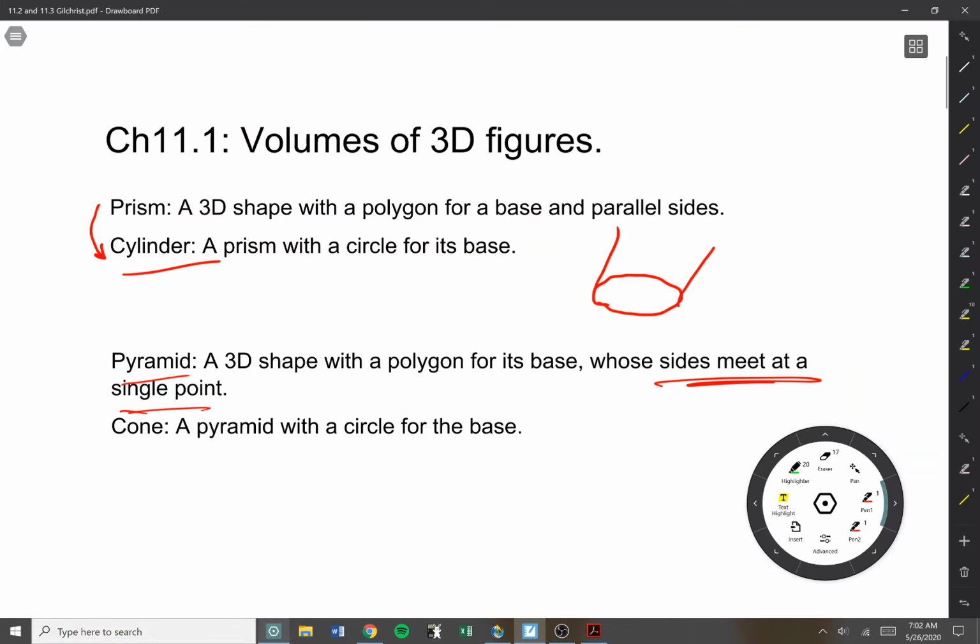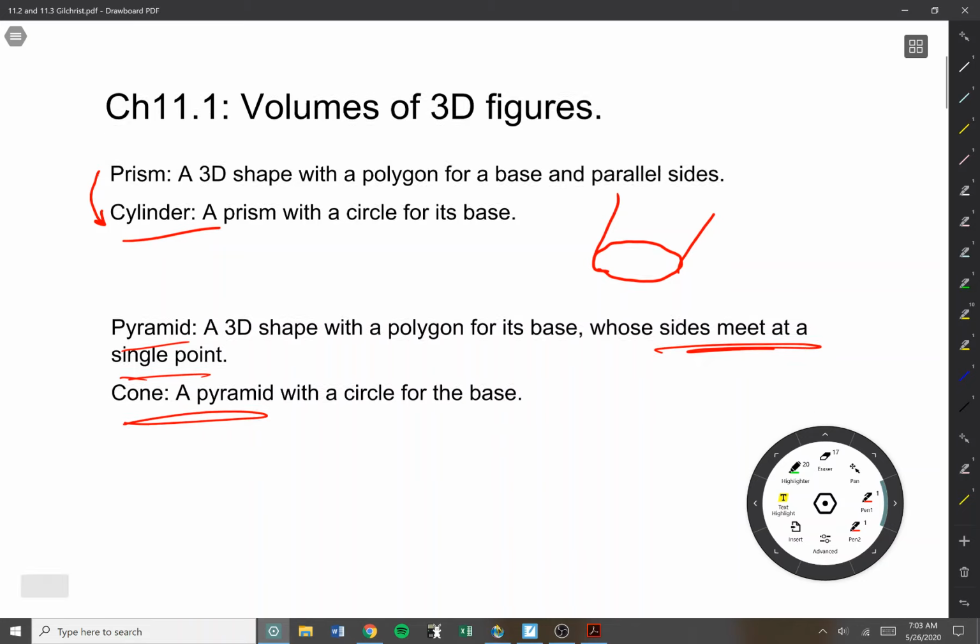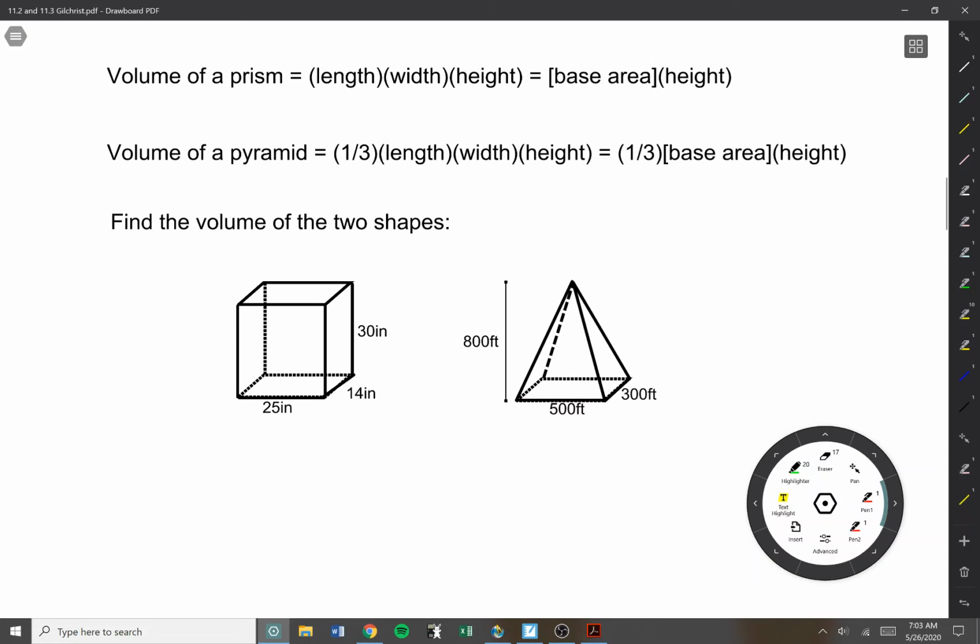Okay, so do we understand the gist of what makes a prism a prism and a pyramid a pyramid? And then a cone is just a pyramid with a circle for the base. Well, to find the volumes of these shapes, we just take the area of the base and multiply it times the height. This right here is the best way to think about finding the volume of a prism. Do the base area times the height. For a pyramid, you do that same thing, base area times height, but just times a third. The volume of a pyramid is 1/3 the volume of the cube it could fit in, or the volume of the box it could fit in, I'll say.